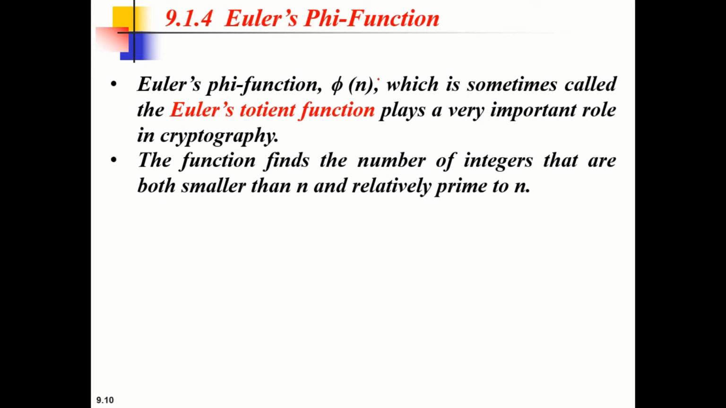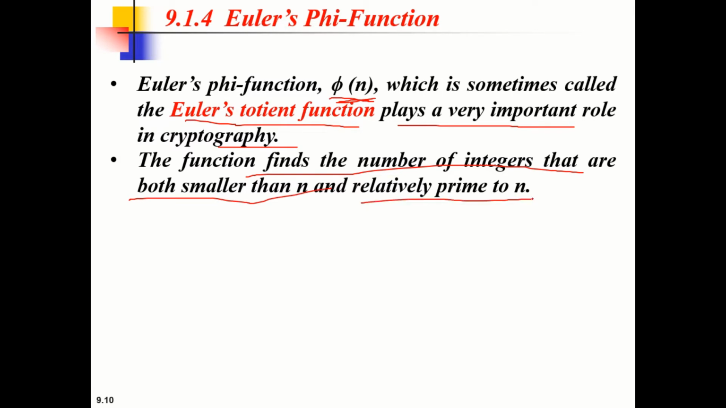So now we will discuss that particular method, which we call Euler's phi function. We represent this phi function as phi n. This is also called Euler's totient function. It plays a very important role in cryptography, especially in asymmetric cryptography. This function will find the number of integers that are both smaller than n and relatively prime to n.